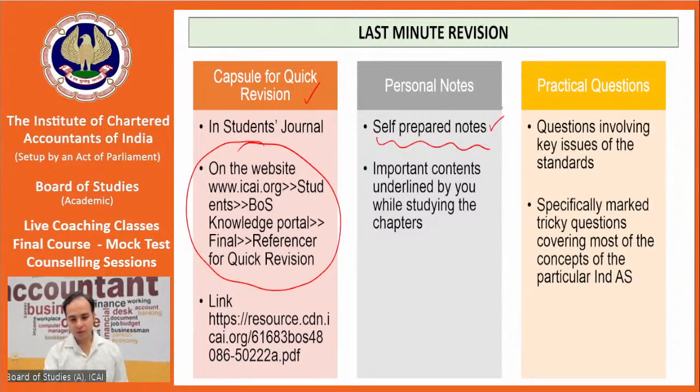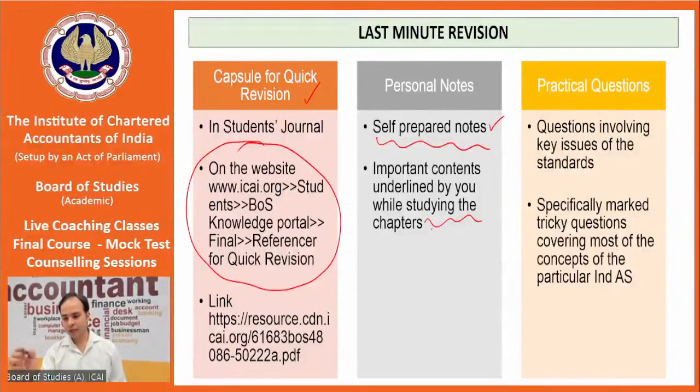As discussed earlier, you can see your self-prepared notes, and some students have this habit that instead of creating their own notes, they underline the important contents or important concepts in the modules or the books itself. So you can also refer to the same.